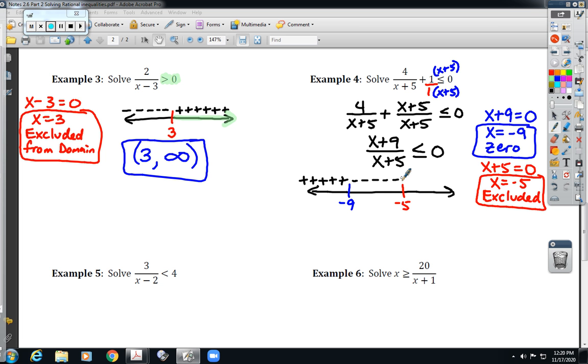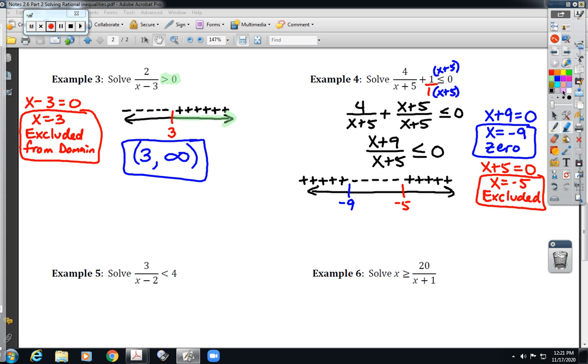And finally, we need to pick one number that is greater than -5. Anytime we can pick 0, I highly suggest that we pick 0. So if we plug in 0, we have 9/5, which is a positive number. So this entire section would be positive.